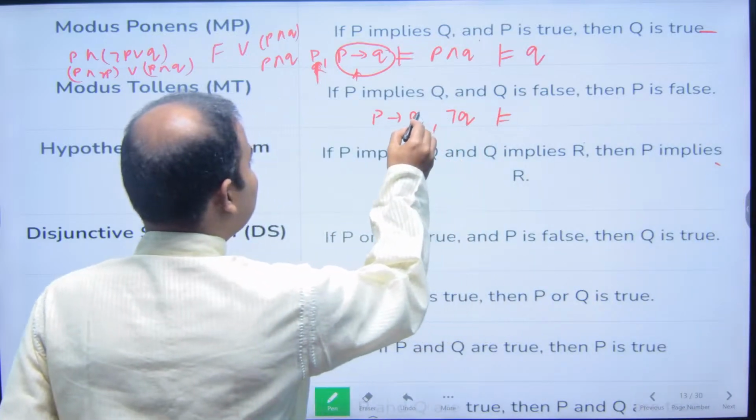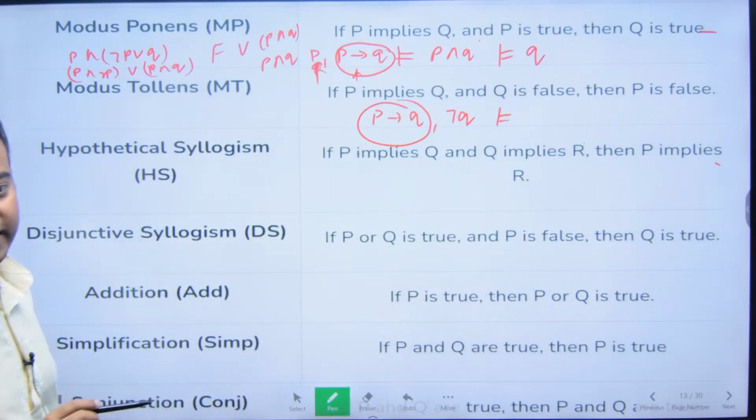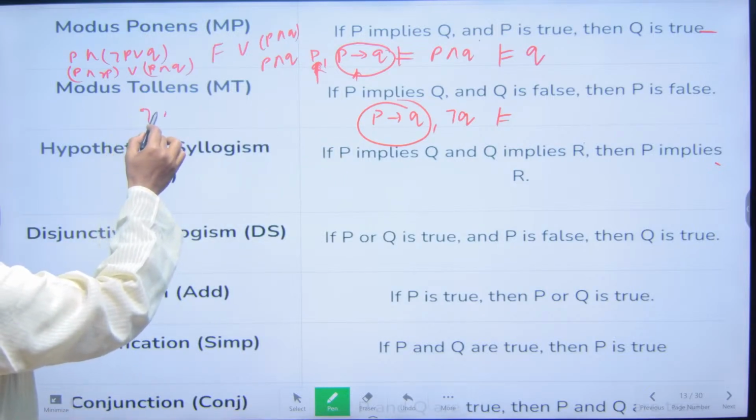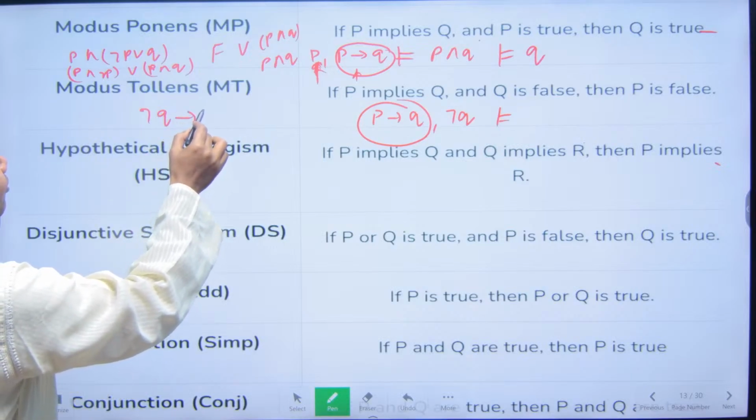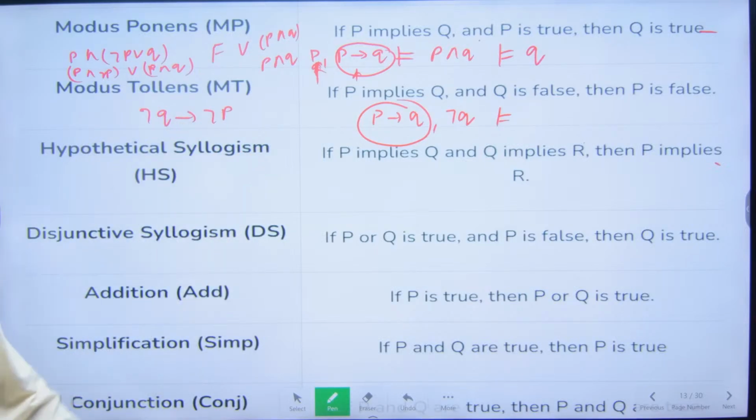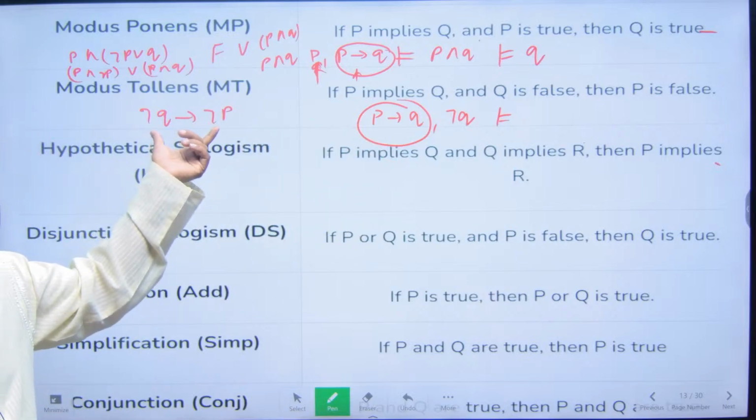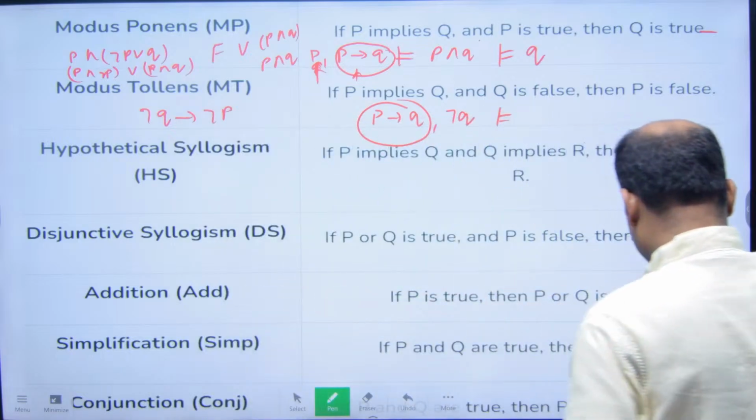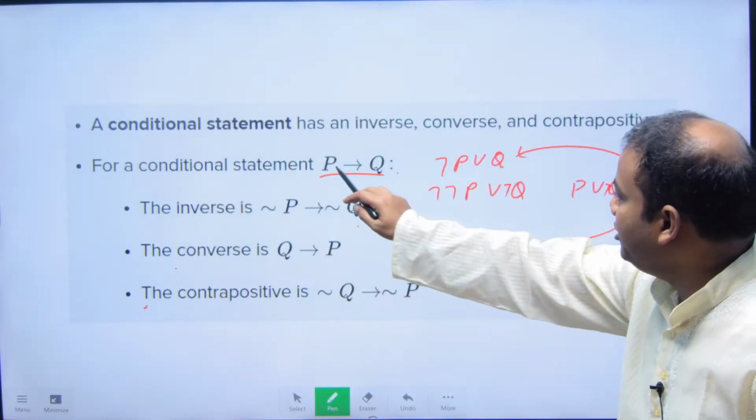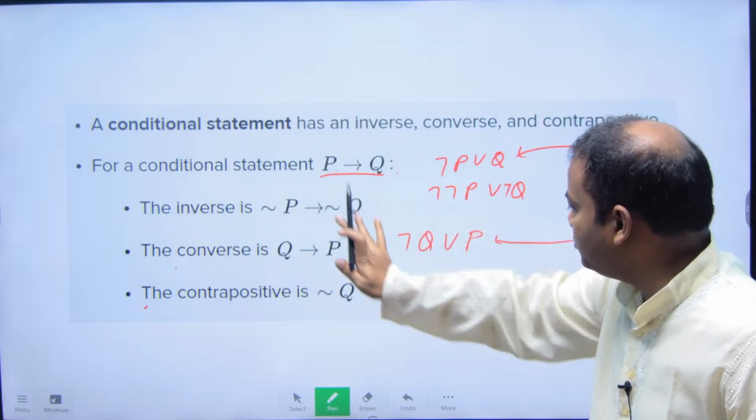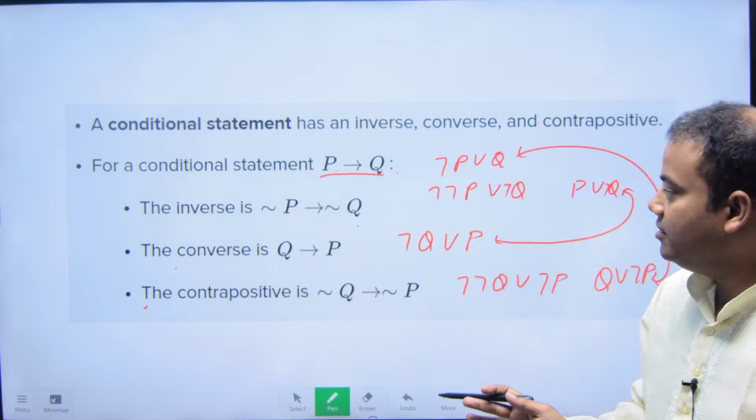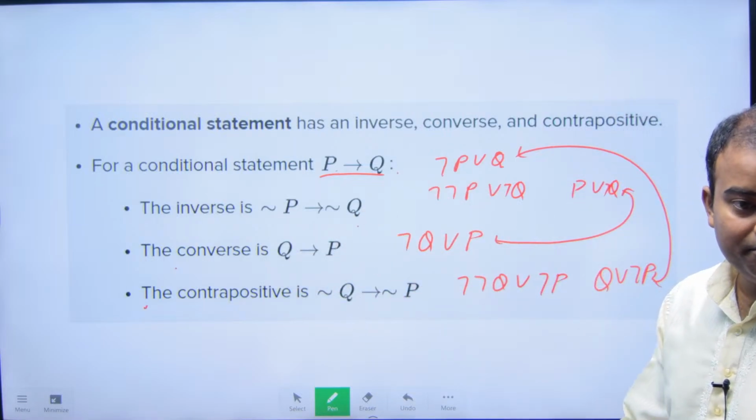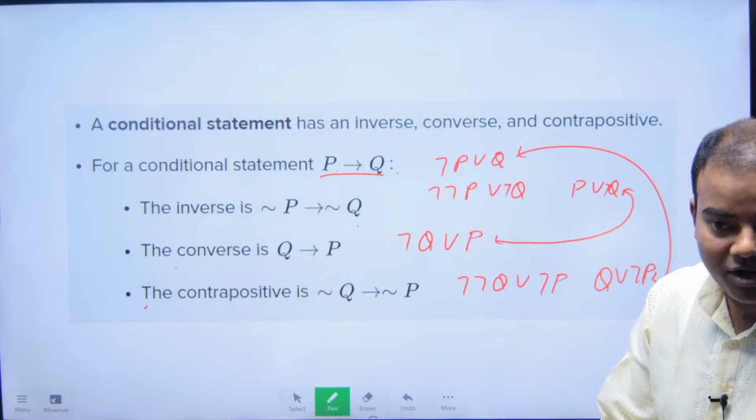First, convert this statement into a contrapositive statement. So what is the contrapositive of this statement? If not Q, then not P. This is the contrapositive of this statement. Any doubt? What is contrapositive? If P then Q, then you just apply not on both and change the side. If you only change the side, it is the converse, and if you only apply not, it is the inverse. Any doubt?